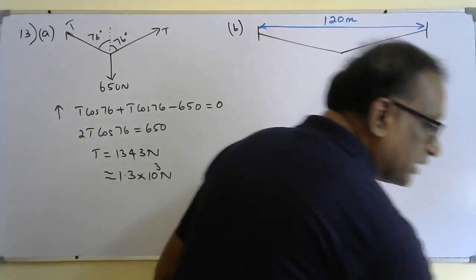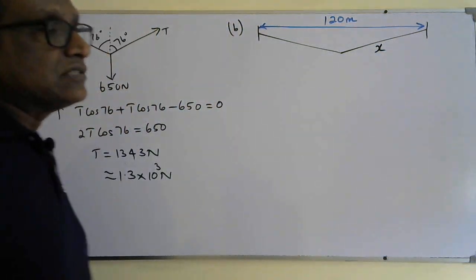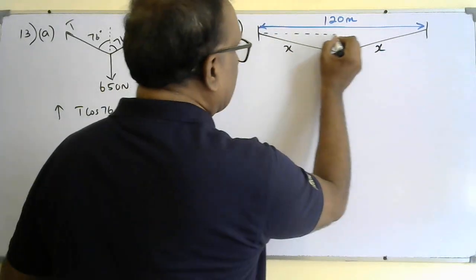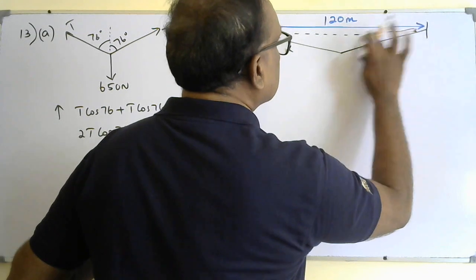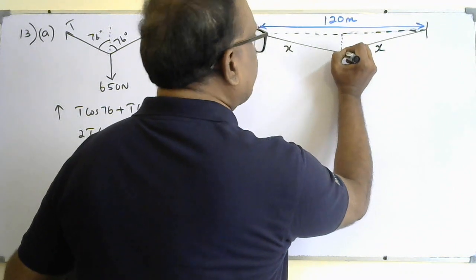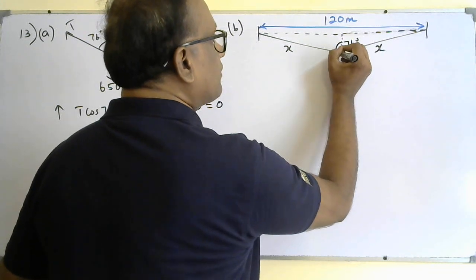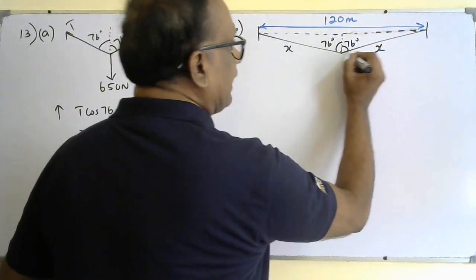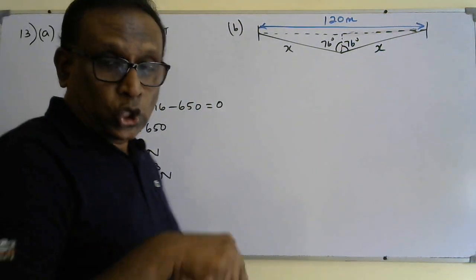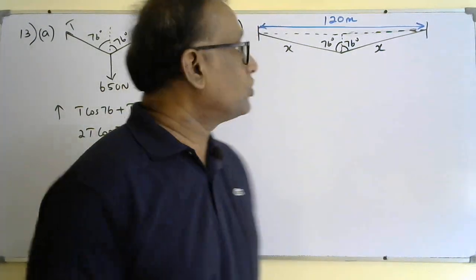To find the total length, let this one side be x, so this is also x. If I consider this right angle triangle, this angle is 76 degrees, this also 76 degrees. So I'll find the length x. Then x plus x, 2x, will be the total length after tension is acting on it. Initial length is 120, so I can find the extension.